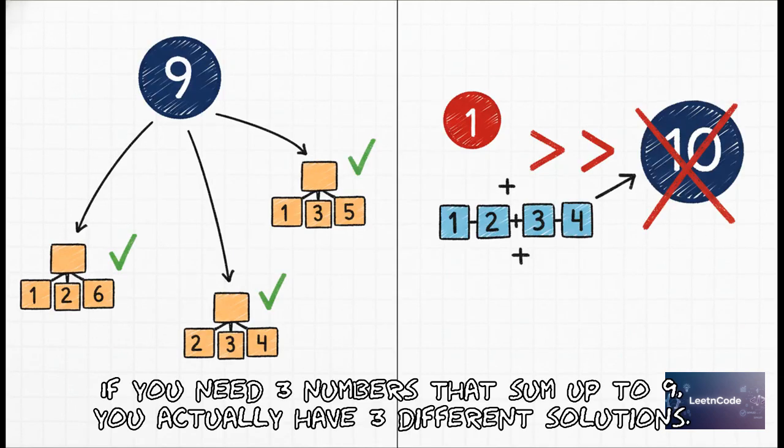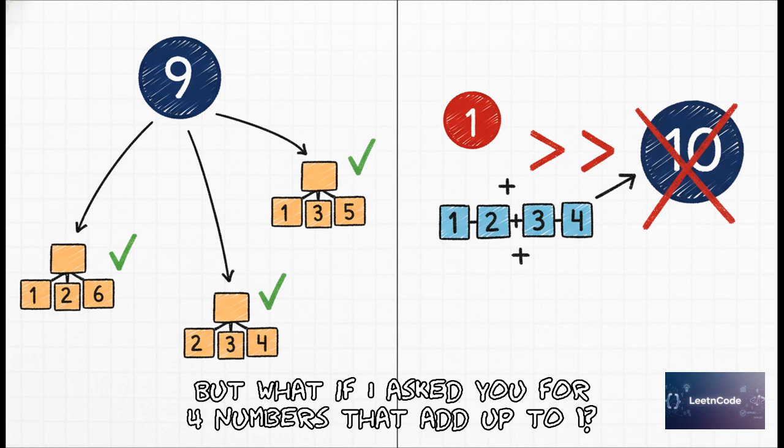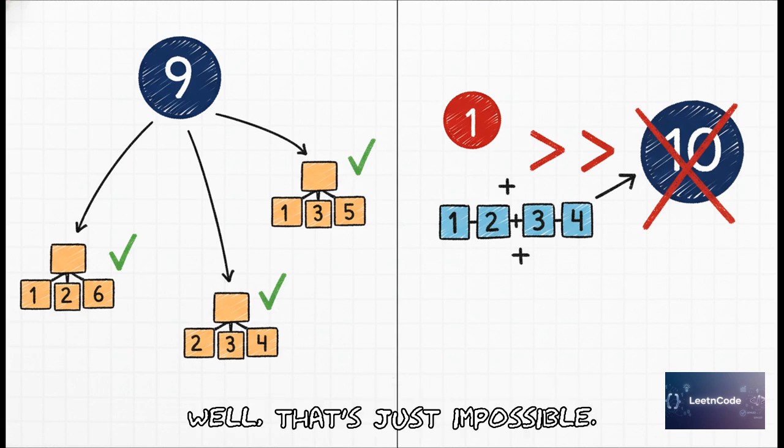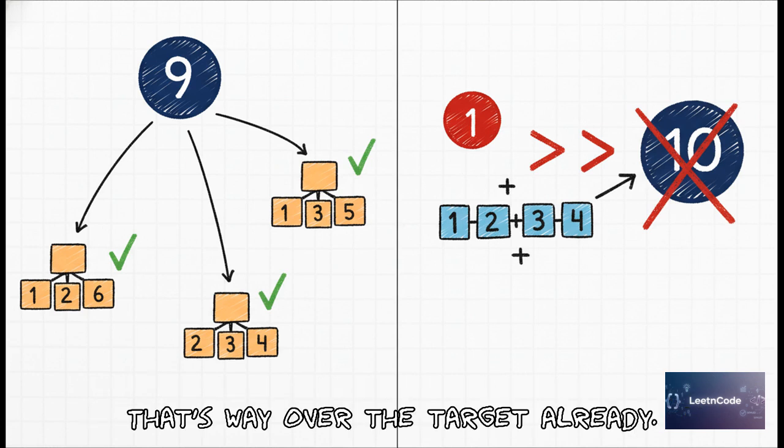And just to make sure we're on the same page, let's look at a couple more cases. If you need 3 numbers that sum up to 9, you actually have 3 different solutions: 1, 2, 6, 1, 3, 5, and 2, 3, 4. But what if I asked you for 4 numbers that add up to 1? Well, that's just impossible. And why? Because the smallest 4 numbers you can even pick, 1, 2, 3, and 4, already add up to 10. That's way over the target already.